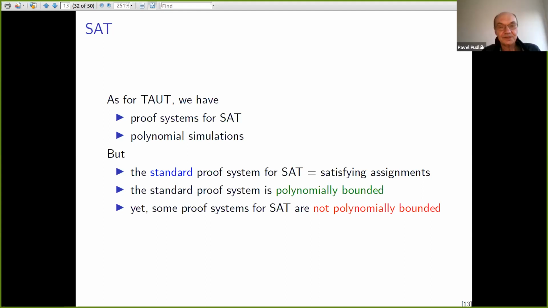Yes. So the situation is different, but still there may be proof systems that are not polynomially bounded.